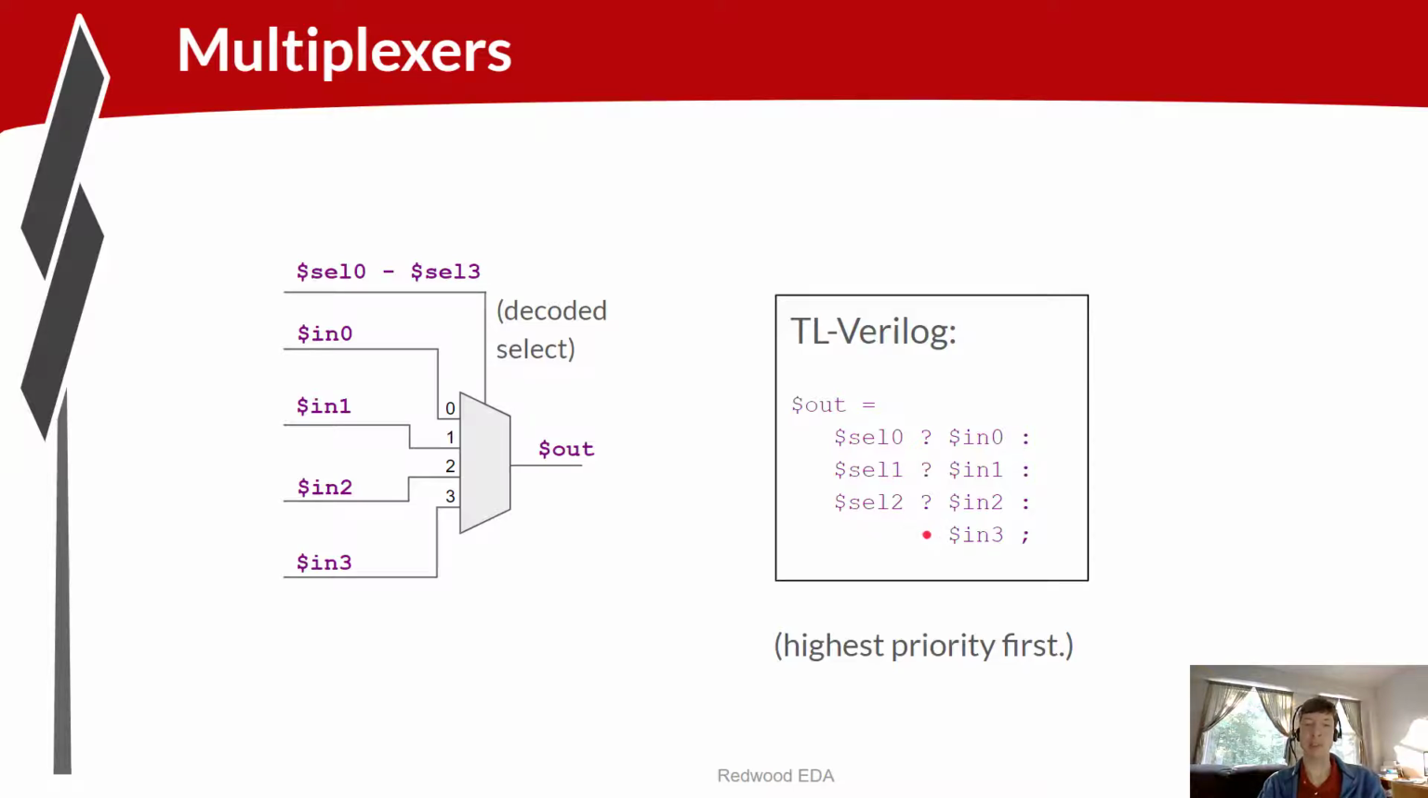And that means the default case doesn't need to specify the select. If no select is asserted, it doesn't matter what the output is. We'll create this mux to always select the third input if none are selected. All right.